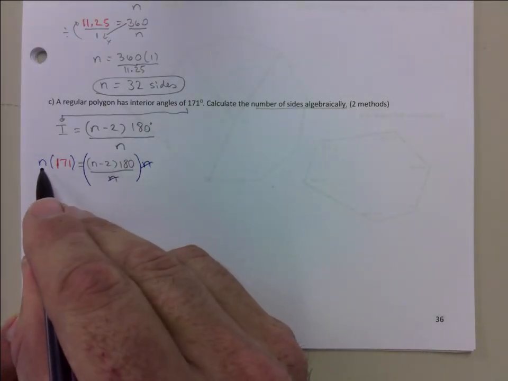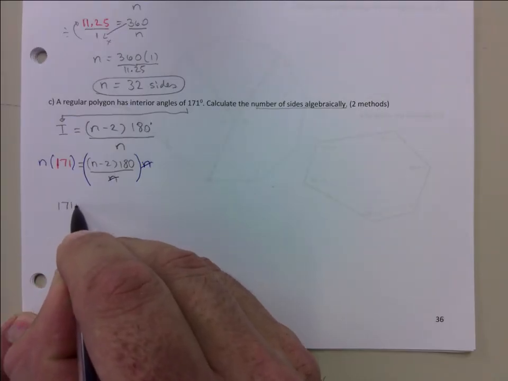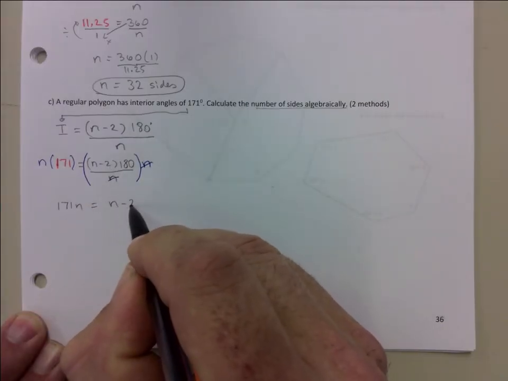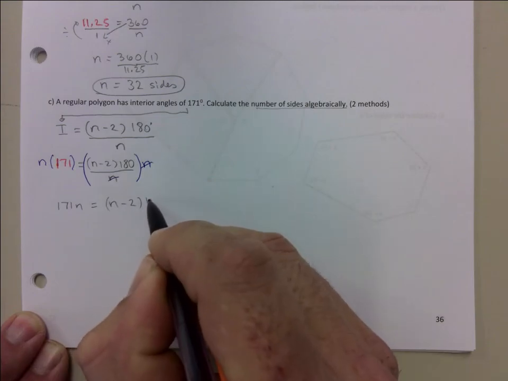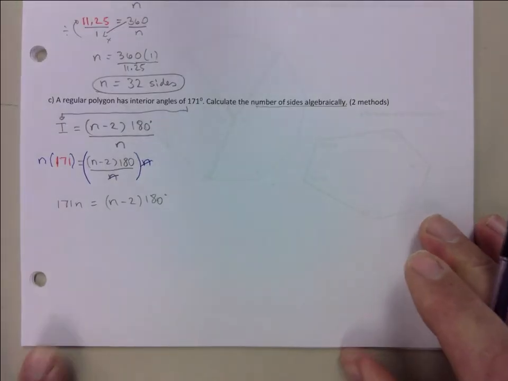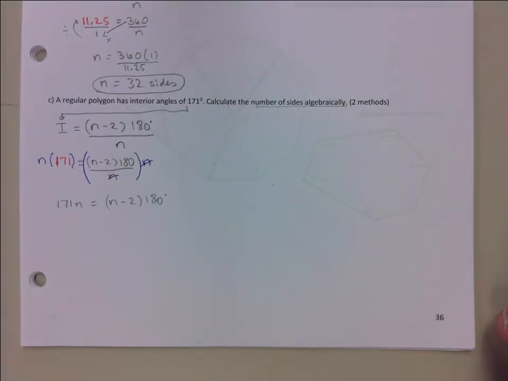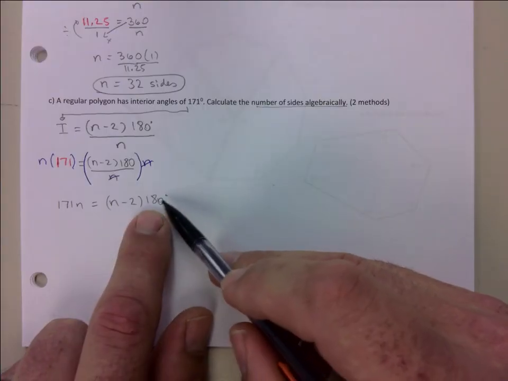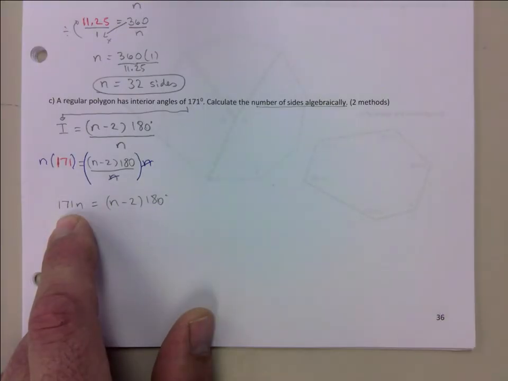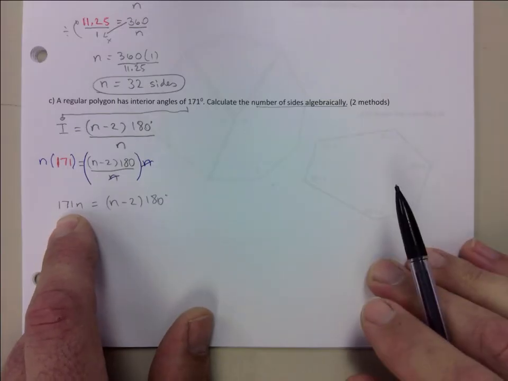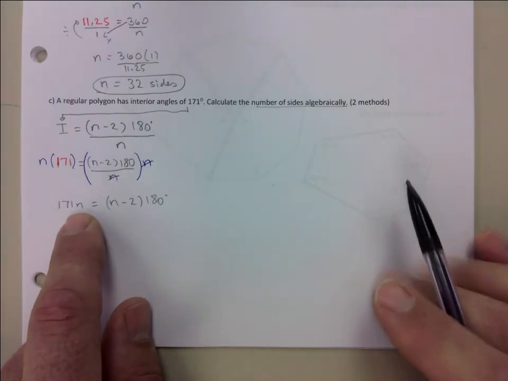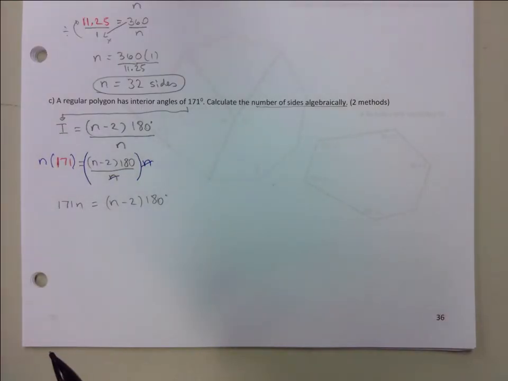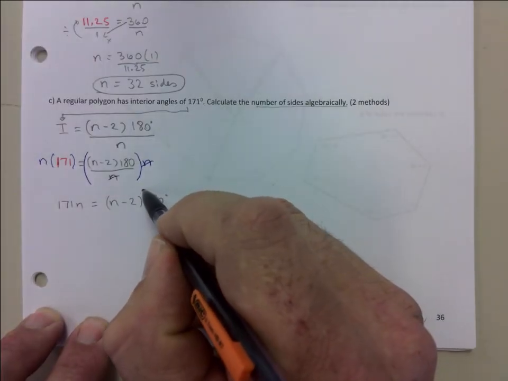So 171 times n, this is how you write it, just right next to each other. We go number n, right? And then over here we're left with n minus 2 times 180. And now you might be tempted to say, Mr. Dirksen, earlier, the very first example, there was the times 180, and you divided both sides by 180, right? Did that, except on this side we have something that's not just a number. There's an n attached to it, so that would complicate things. So I will show you that I'm actually in this case distributing.